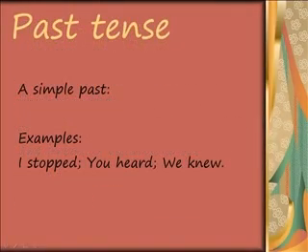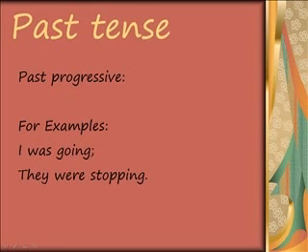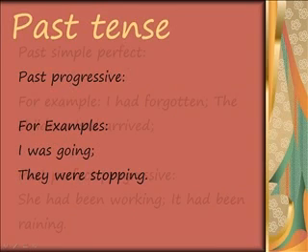A simple past is a past verb form that has no auxiliary verb in the affirmative. Look at each of the examples. The sentences simply end with past tense verbs of stopped, heard, and knew. A past progressive is a verb form made with was, were, and ing. Both examples either begin with was or were, and end with a doing word such as going or stopping.